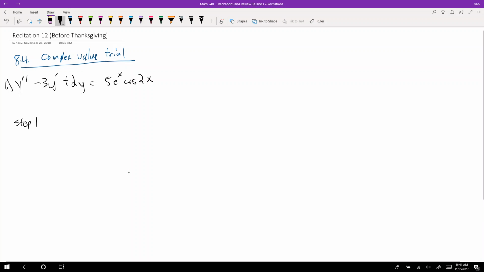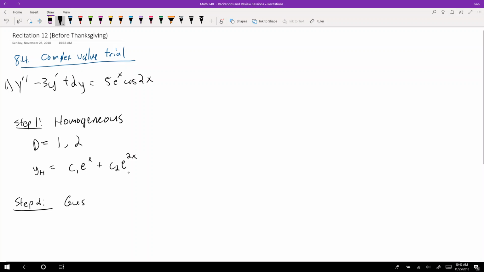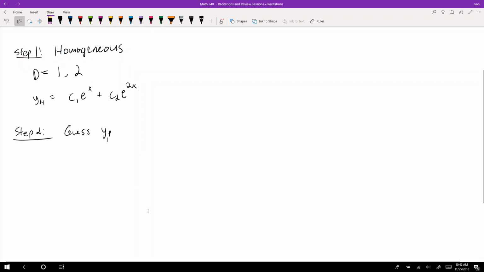Step 1 is always the homogeneous. Solving the homogeneous, you get r equals 1 or 2. So y homogeneous is equal to c1 e to the x plus c2 e to the 2x. That's always step 1. Step 2 essentially is choose your guess for yp.